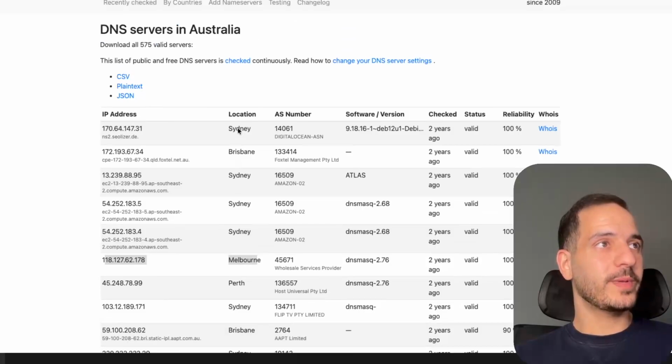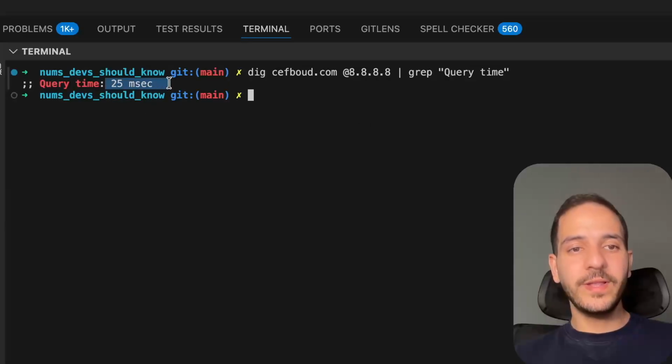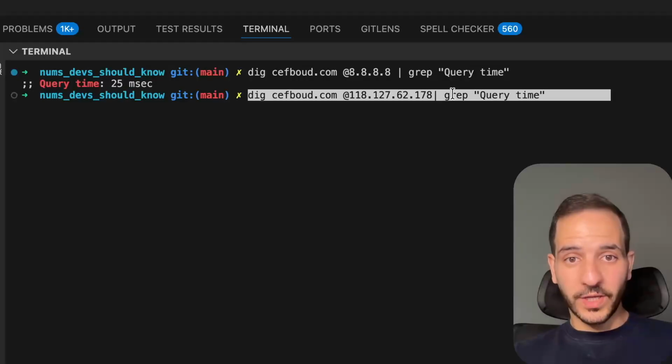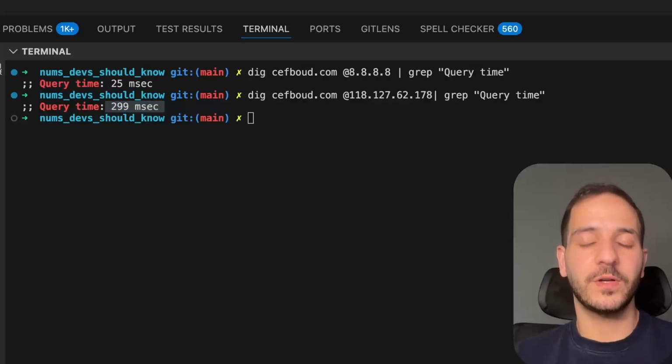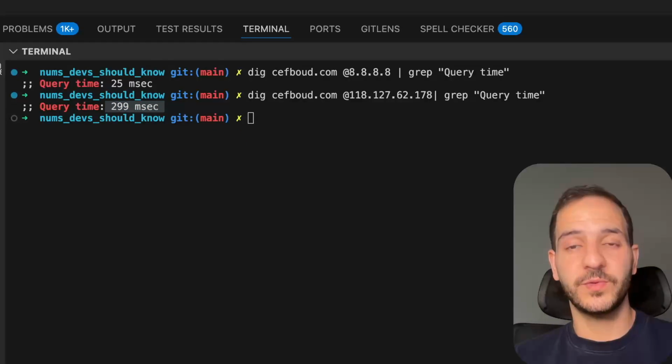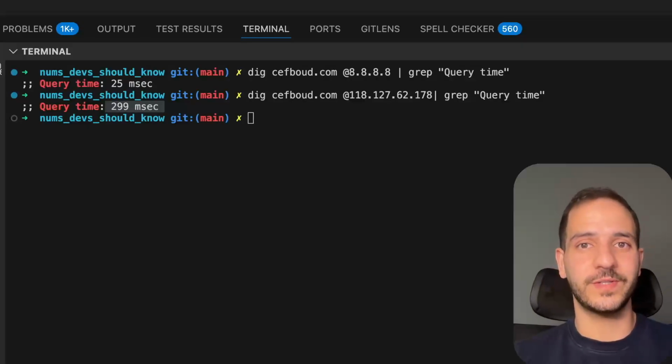So I have in front of me a list of DNS servers located in Australia. So it only takes 25 milliseconds to get a response from a close Google DNS server. When I try to query the server located in Melbourne, it takes 300 milliseconds. So location matters a lot. That's why having services within the same cloud region or far apart regions have a great impact on the latency and performance of your services.